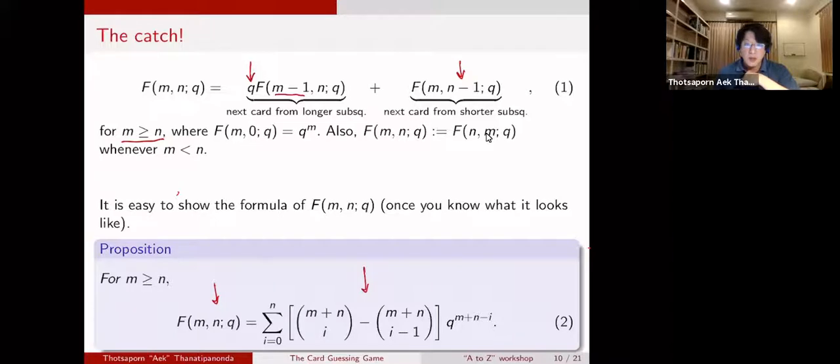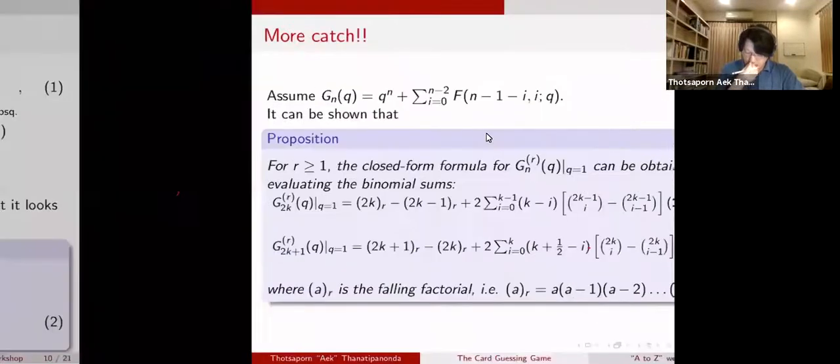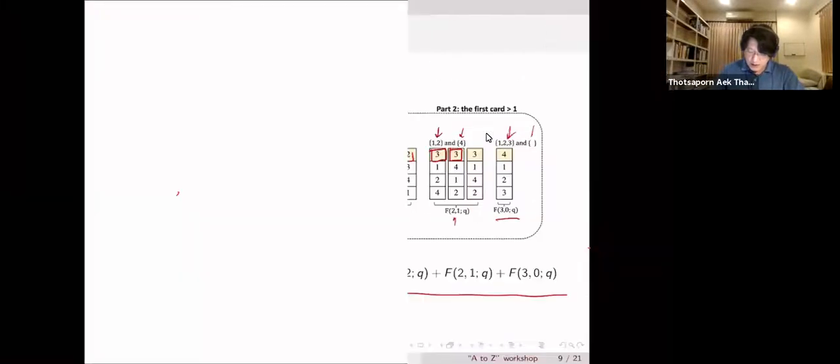So this is the second achievement here. We have the formula for F. Once we get F, we combine it with Q to the N, and then call it G of N and Q. Sorry, I go back a little bit.